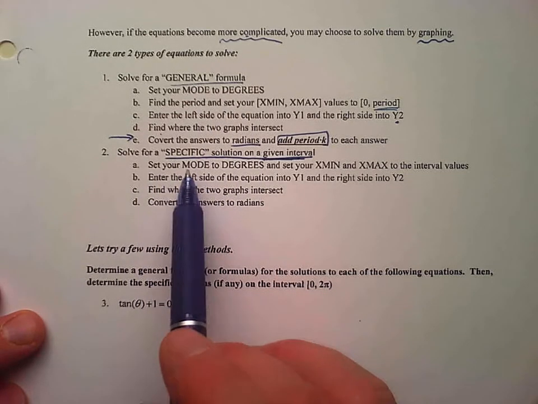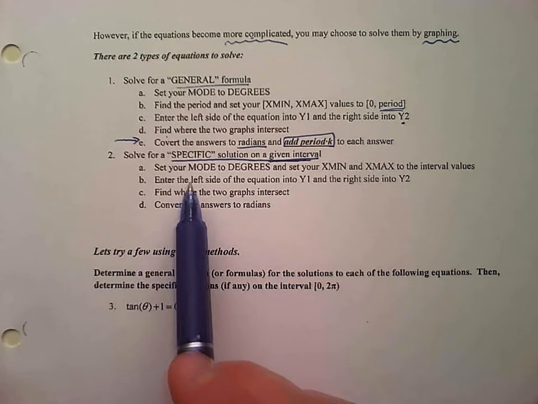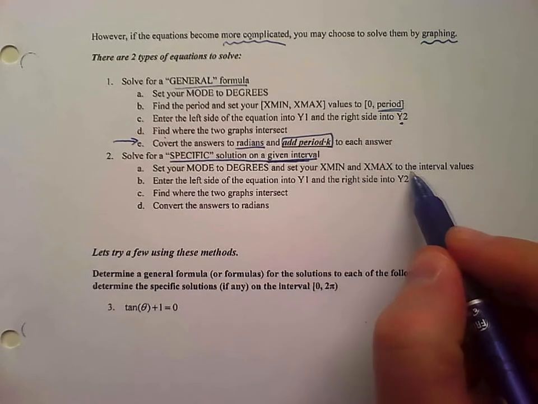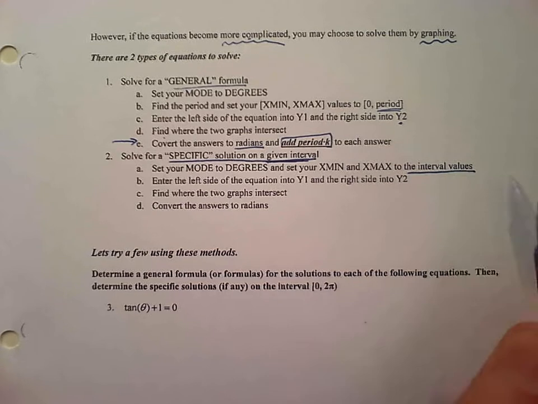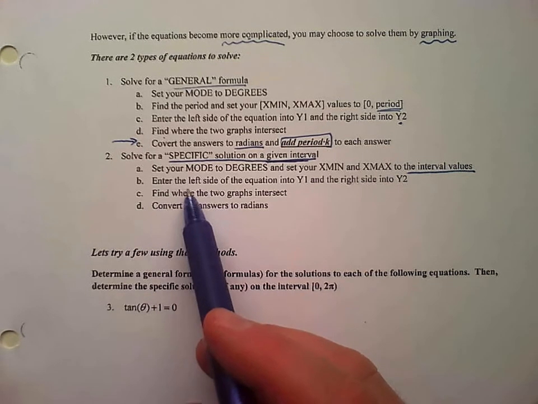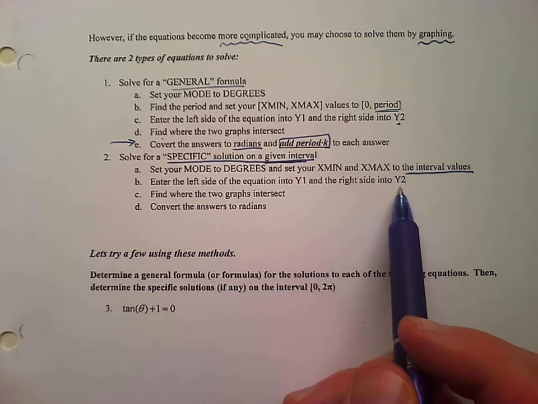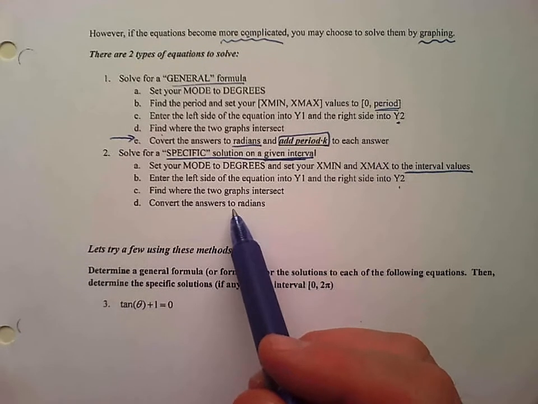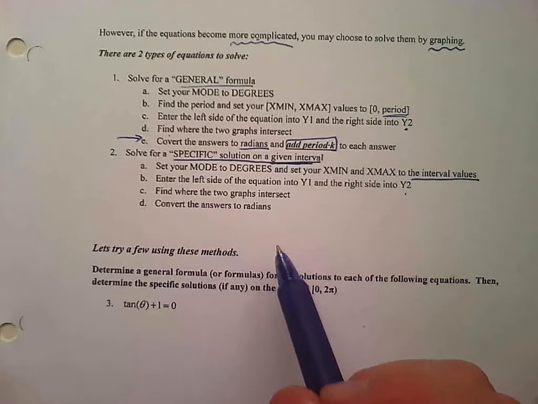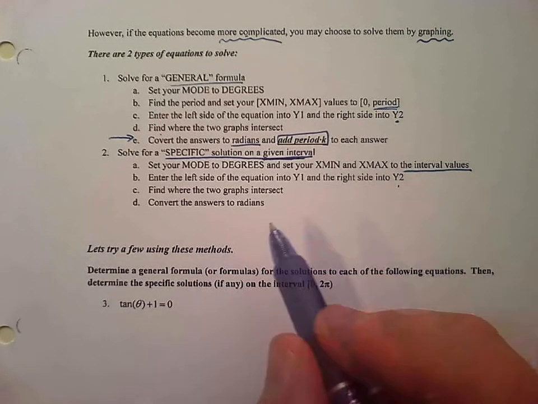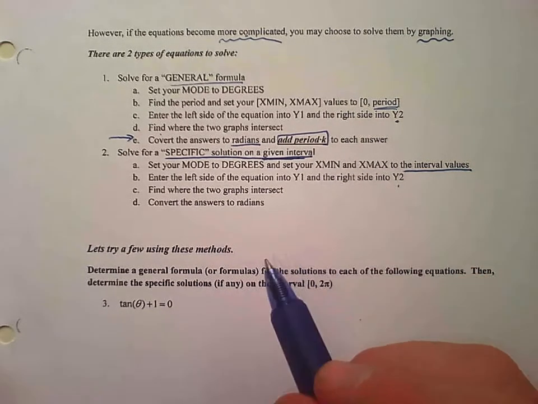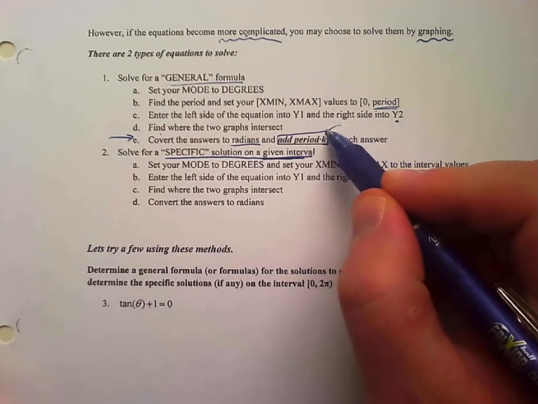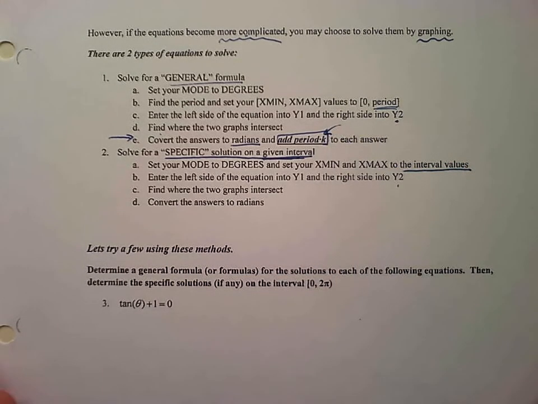If you have a specific solution on a given interval that you're trying to find, again, you're going to set your mode to degrees. You're going to set your x-min and x-max as the interval values. You're going to enter the left side of the equation to y1 and the right side into y2, just like we had above. You're going to find where the two graphs intersect, just like we had above. And now you're going to convert your answer to radians. But since we're just looking on that certain interval, we don't have to add that period times k to this. Obviously, like we said in a previous section, k has to be an integer.